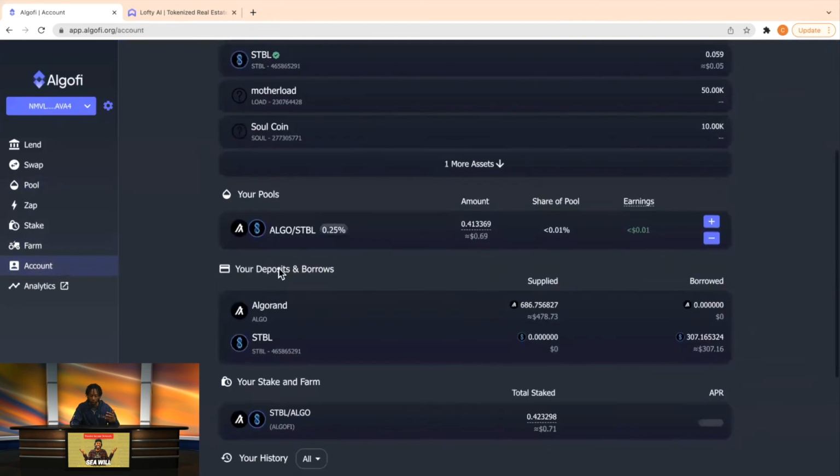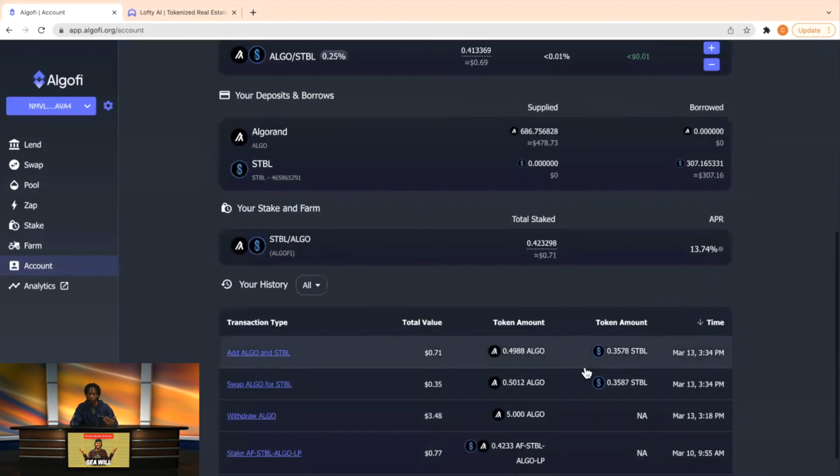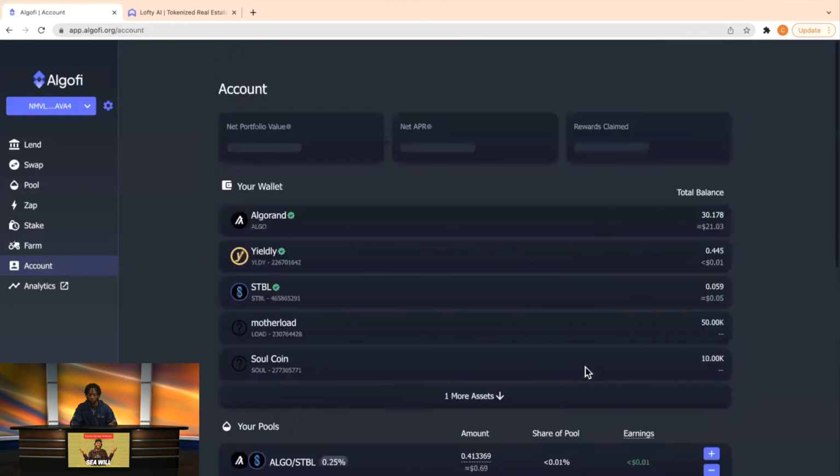So again, then you have all my deposits and my borrows, my farms, and then it shows all my transaction history, okay? And then our net portfolio value, you see here, my portfolio is net of $200. Net means everything minus what you owe. Since I borrowed money, I subtract the liability from the asset, and it comes out that I'm net $200 at this moment with this account.